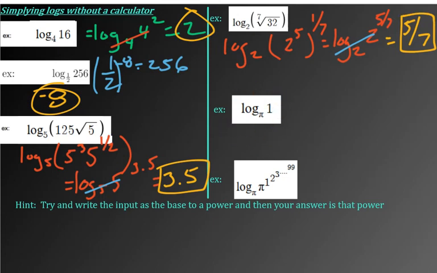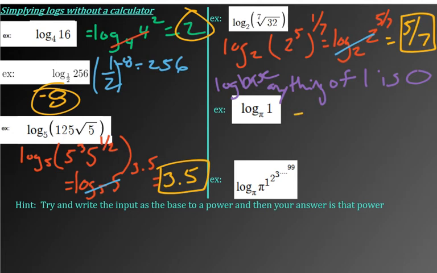This is actually a really nice, easy one because we know that anything to the 0 power is 1. So if we plug in 1 to any log, the answer should always be 0, right? Basically, in words, log base anything of 1 is 0. That's what I want to say.